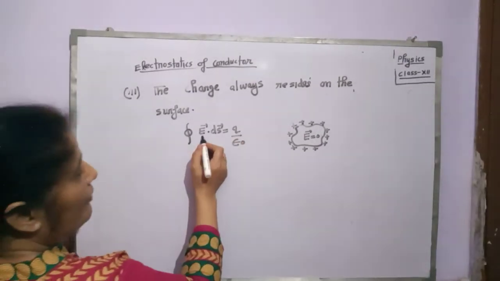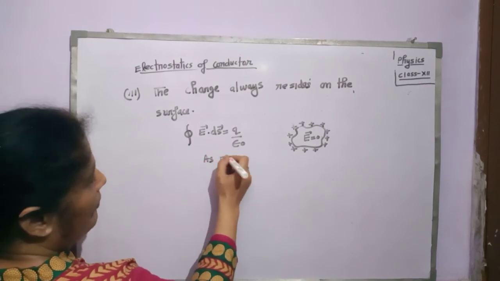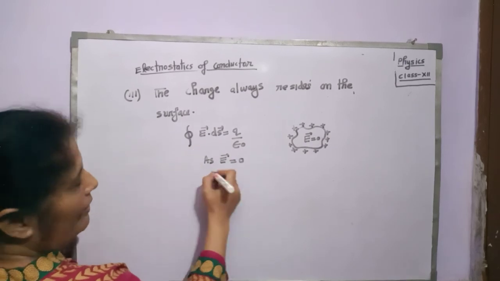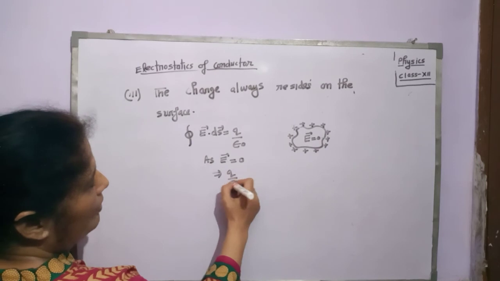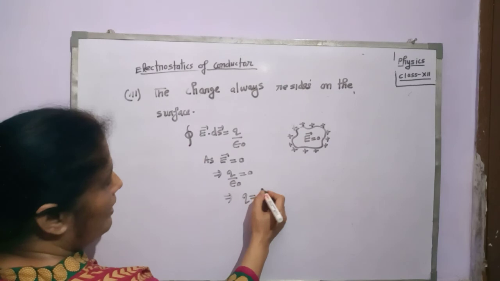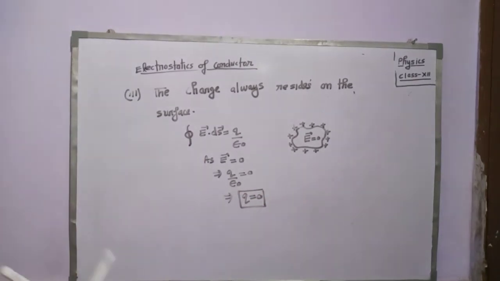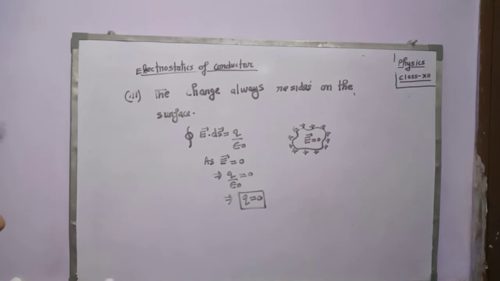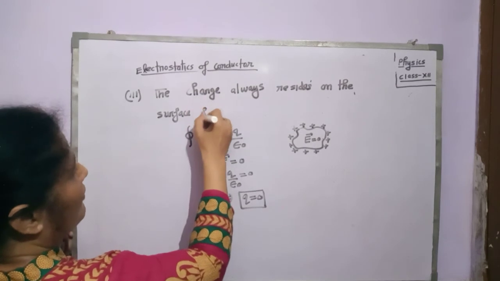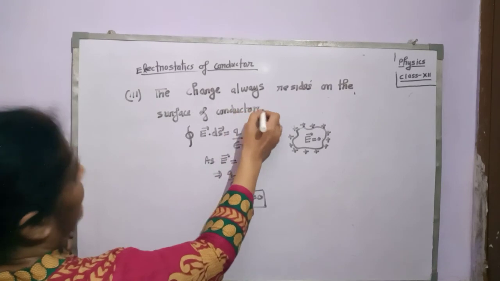Now electric field is 0 from the first point, as E is equal to 0. Left hand side becomes equal to 0. That means Q upon epsilon naught is equal to 0. This implies that Q is equal to 0. Inside the surface there is no charge. Charge always resides on the surface of the conductor. Conductor के surface पर ही charge lie करता है.